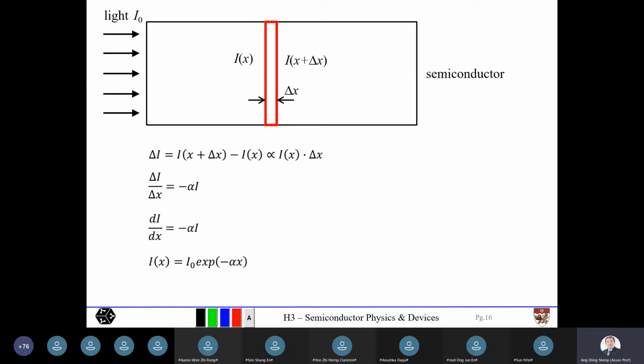All right, so there's Lambert's law. We can use it later on when we deal with photodetectors.